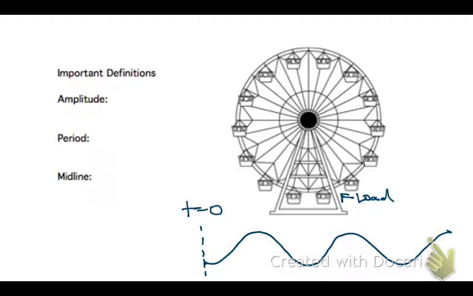So these graphs still have amplitude. So for a Ferris wheel problem, your amplitude is going to be half of the diameter of the circle or the Ferris wheel.